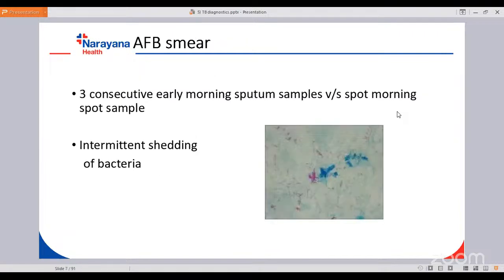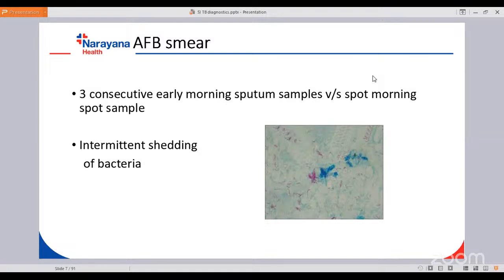So coming to the first modality of diagnostics is AFB smear. The traditional method of 3 consecutive early morning sputum samples holds true even now, versus spot morning spot, which is also what RNTCP advocates. So 3 consecutive early morning sputum samples will do, and spot morning spot sample will also do. What is spot morning spot? When the person comes to give you an early morning sample, you ask for a spot sample and then ask for another one the next day.